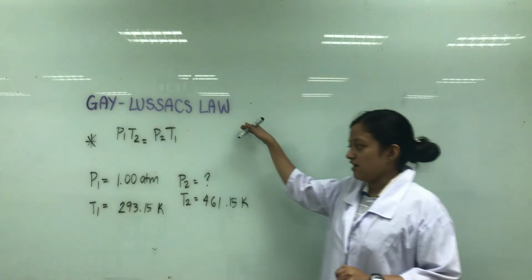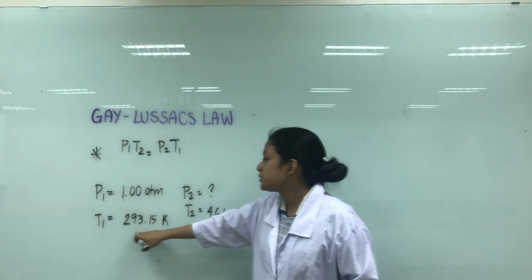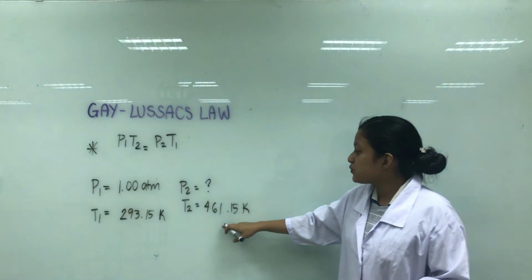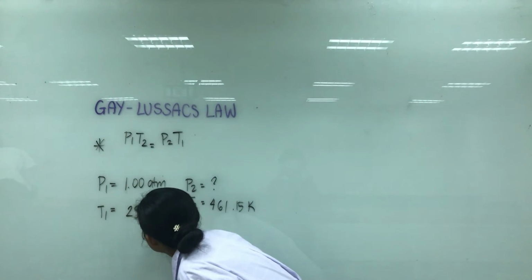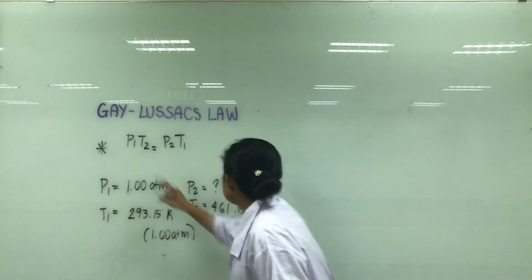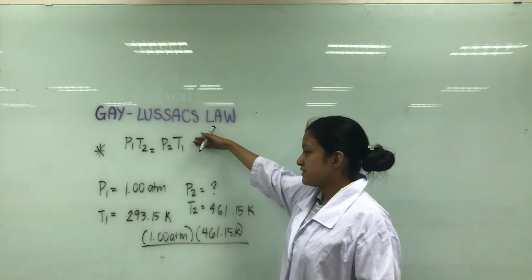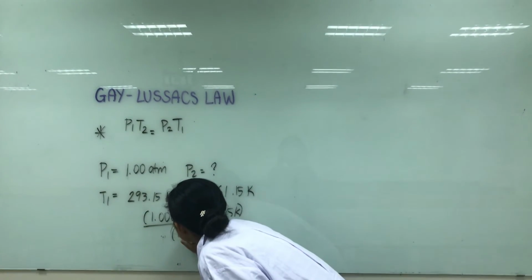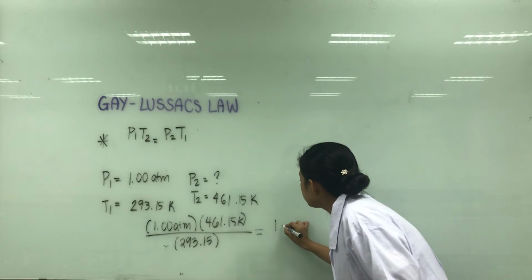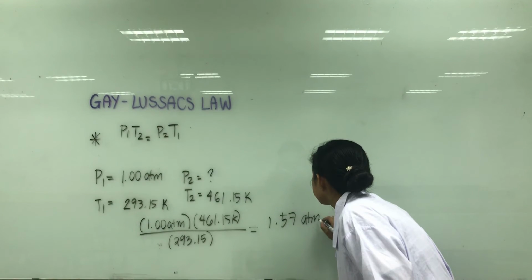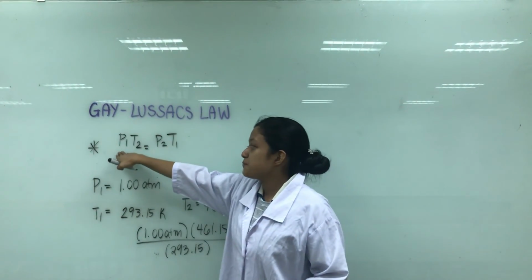With an example of Gay-Lussac's law, what pressure would be required at a constant volume of gas of 1 atmospheric pressure with a temperature of 293.15 Kelvin that is heated up to 461.15 Kelvin? So using this formula that we have here, the pressure, 1.0 atmospheric pressure, would be multiplied with the second temperature, which would be 461.15 Kelvin, divided by, deriving this formula that we have, the first temperature, which would be 293.15. We would now arrive at a value of 1.57 atmospheric pressure. This would then prove Gay-Lussac's law with constant volume and a direct relationship between pressure and temperature.